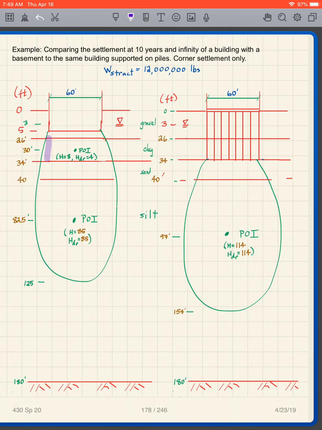The H is what? The H is the total thickness of the clay layer because the pressure bulb completely covers it. So that is 8 feet. And then it's double drainage because I have gravel above and sand below, so my HDR is 4 feet, half of H. And then here, what do we get? The bottom of the pressure bulb is 125, the top of the pressure bulb is 40, so we can do these calculations.